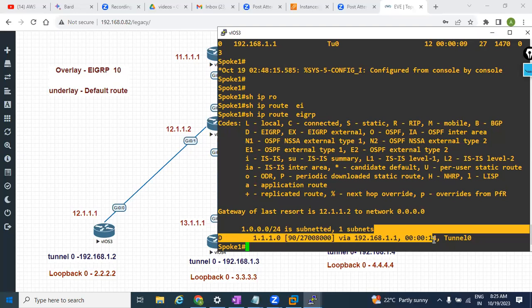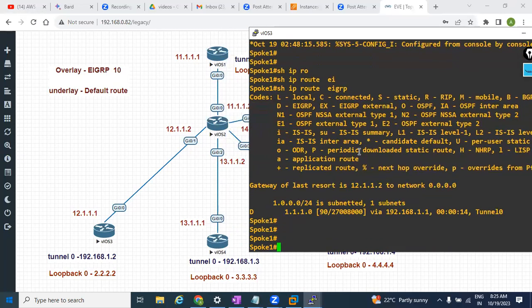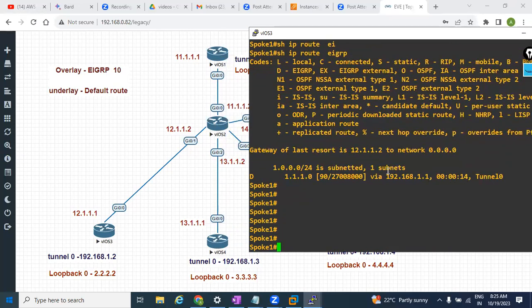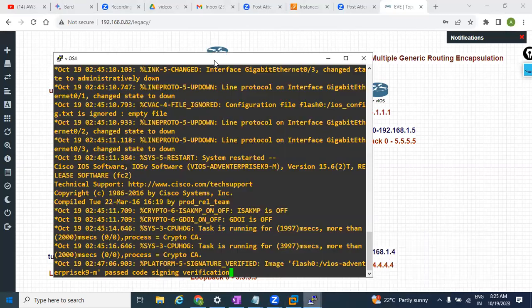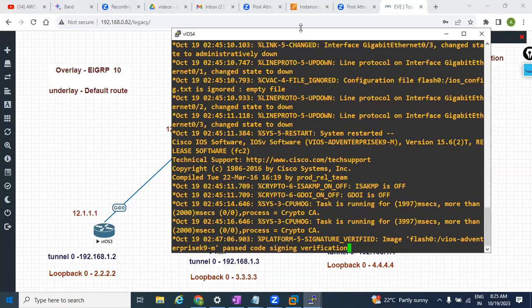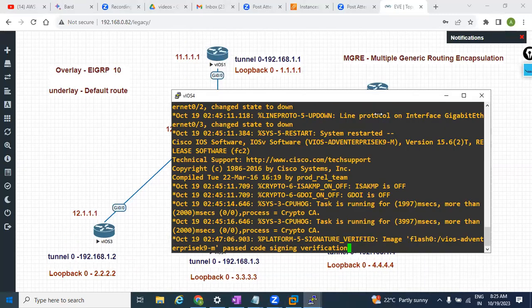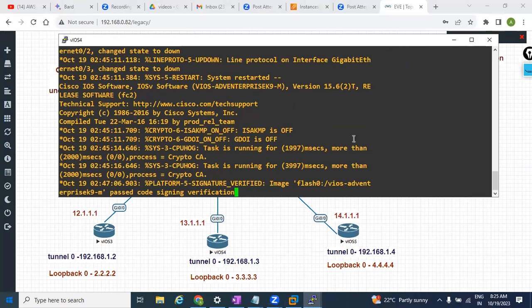It's your wish. Otherwise, okay. So this is spoke one. Neighborship is up to the IP NHRP neighborship. That's fine. Now let me get into spoke two. Even I cannot ask you any question now, like what is the command and all.